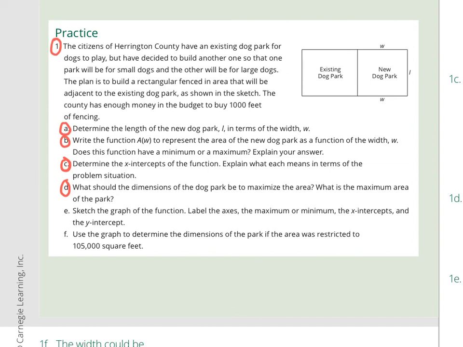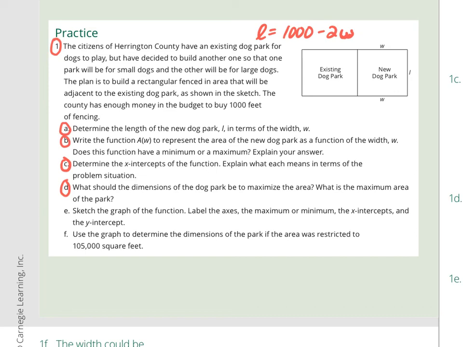So I would say to get the length, it would be 1,000 minus one side minus the other side. But again, instead of writing minus W, I would simply write minus 2W. But 1,000 minus 2W is the length of the park.